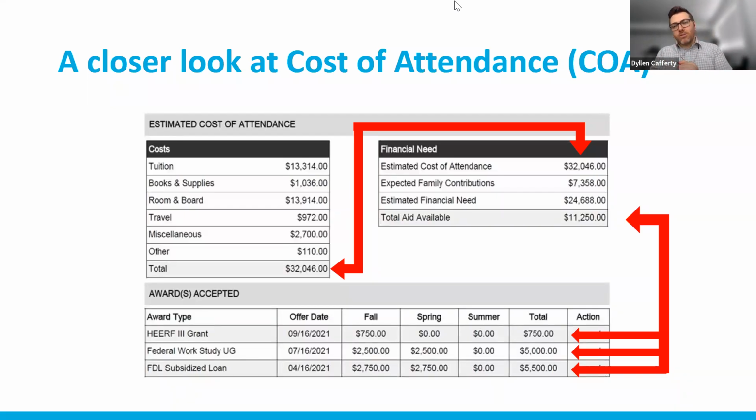That aid will go towards tuition and fees. They get that covered, and then the student will need to provide that extra amount for living, books, supplies, etc.